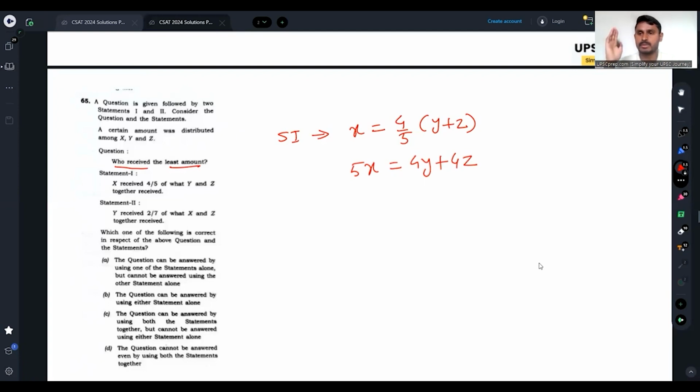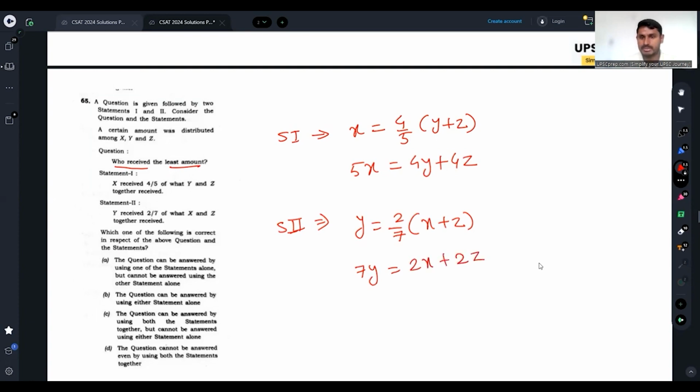From this equation we are not able to tell who has received the least amount and who has received the maximum amount. So statement 1 alone will not be able to give you the proper answer, right? Now let's see statement 2. Statement 2 is: y received 2 by 7 times of x plus z, right, together. So if I simplify this, 7y will be equal to 2x plus 2z. So from this statement 2 as well, we will not be able to answer the question, right? So by using this statement alone or this statement alone, we will not be able to answer the question.